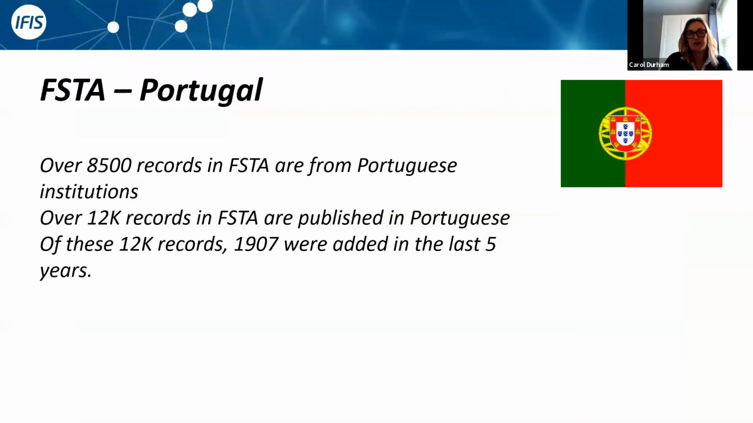So in terms of thinking about FSTA and Portugal, I just wanted to give you some statistics around the content in FSTA that's relevant or has come from Portuguese institutions. We have over 8,500 records in FSTA that are from Portuguese institutions. Over 12,000 records in FSTA were originally published in Portuguese. So you can find content published in Portuguese. And of those 12,000 records, 1,907 were added in the last 5 years.